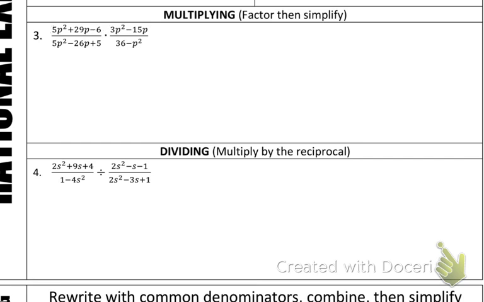So once again, I am going to skip some work. I'm going to tell you right now what this factors to and what this factors to. So I am skipping work. Our top one, that first thing, 5p squared plus 29p minus 6, factors down into 5p minus 1 over p plus 6. Obviously, if this is the homework, we couldn't skip those steps because we probably can't do that in our head. So once again, I am skipping steps.